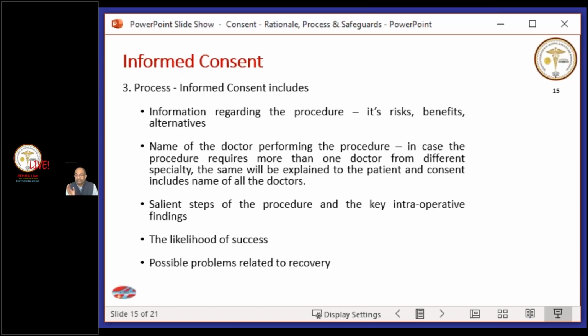Salient steps of the procedure and the key intraoperative findings, or what it is that the surgeon is looking to do and what it is the surgeon is looking to operate, that is required to be explained.